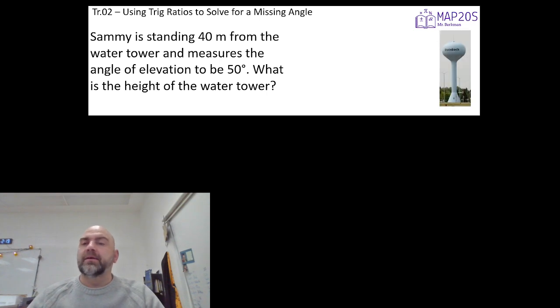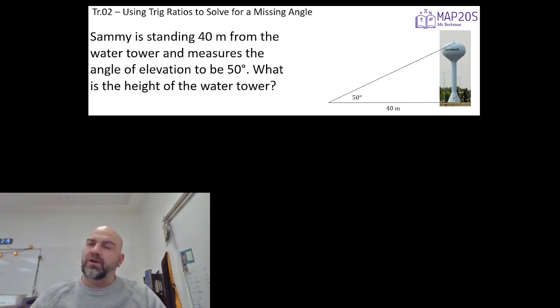All right, here's the water tower, and I'm going to use our water tower here in Steinbach. To solve, Sammy is standing 40 meters from the water tower. So there's that horizontal distance of 40 meters. He is looking up, or she is looking up, I'm not sure. There's no name given, or no gender there. Okay, at an angle of 50 degrees, definitely not drawn to scale, to the top of the water tower. What is the height of the water tower?